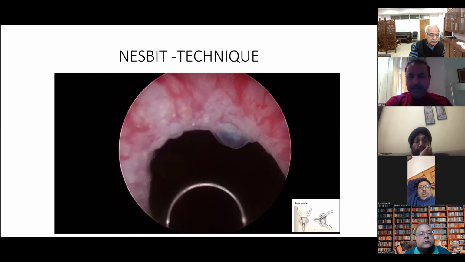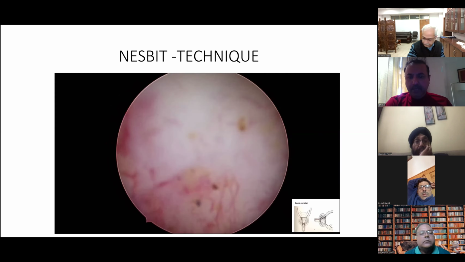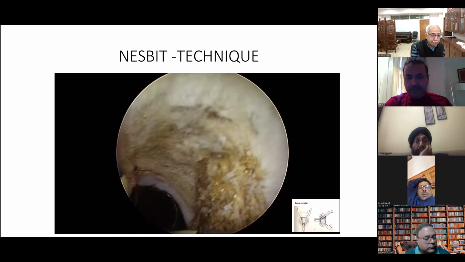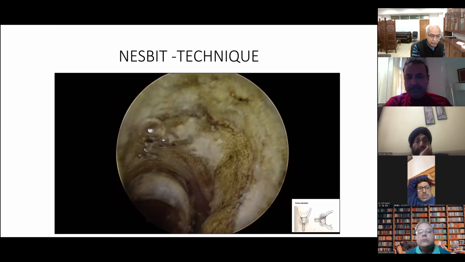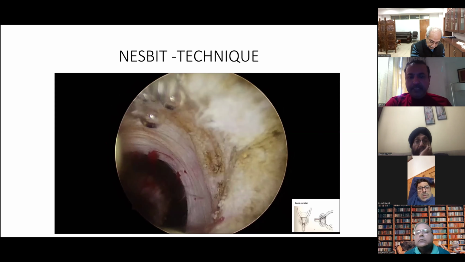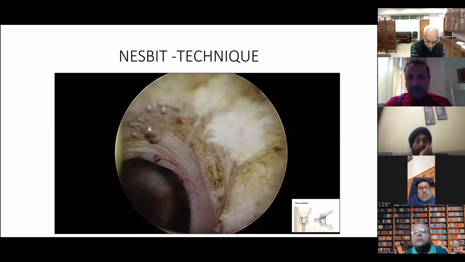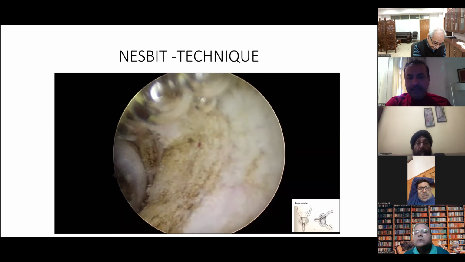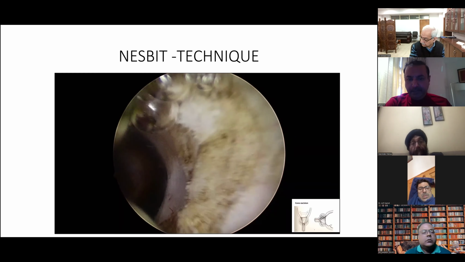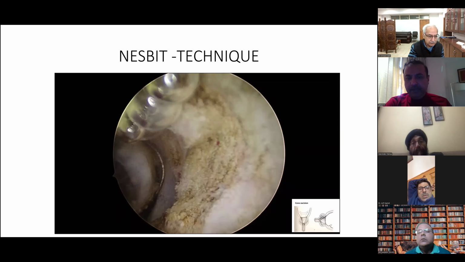So I have not started. The Nesbit has to start at 12 o'clock, but we have just modified it. We keep a strip of mucosa there. There you can see the circular fibers coming after only a few cuts. So you should be very observant about that. And then you take it as a reference point to do the cutting of the remaining prostatic tissue.